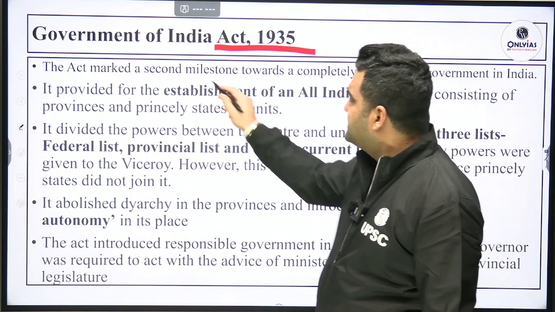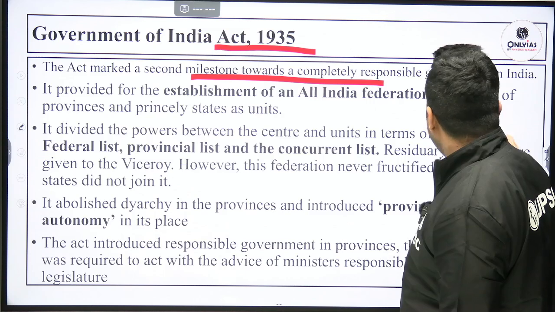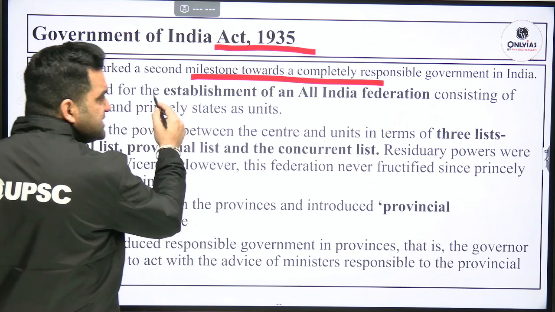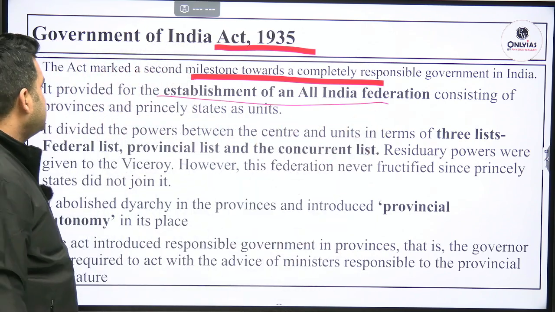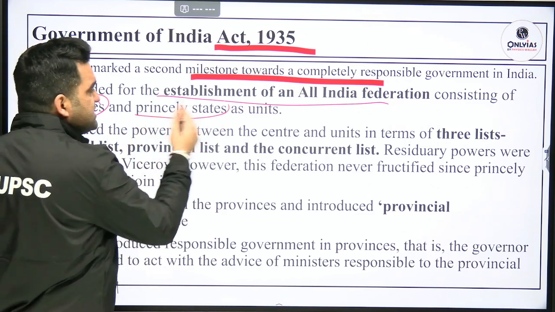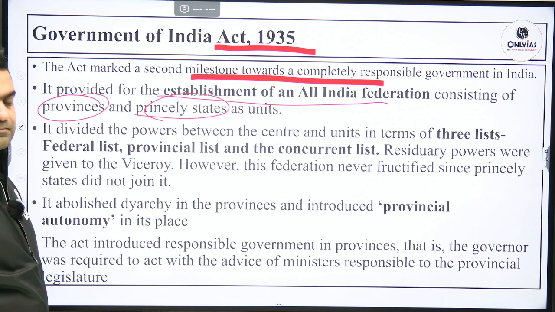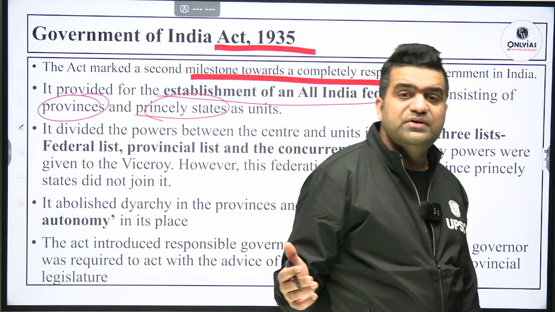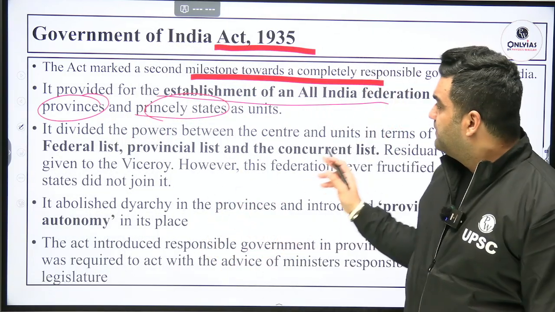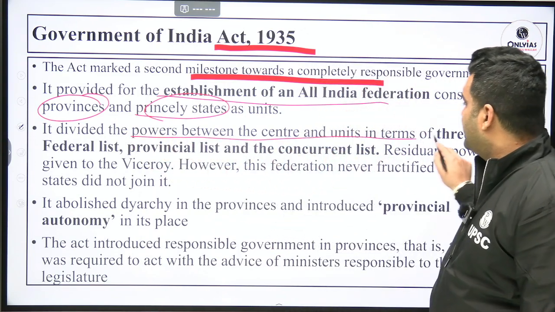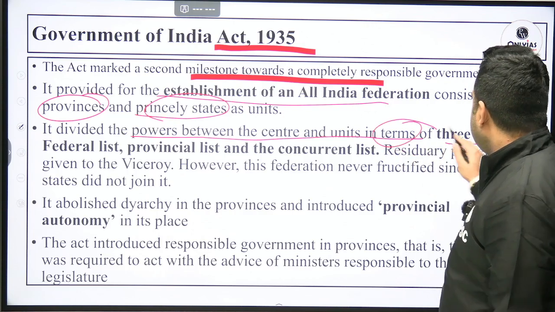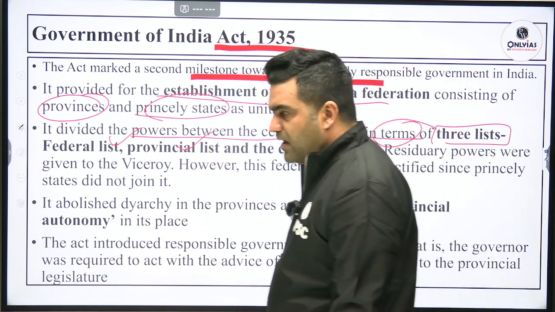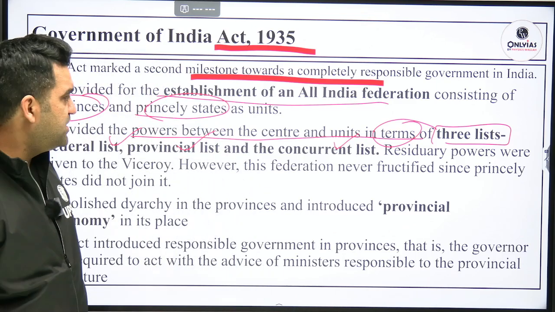The Act marked the second milestone towards a completely responsible government. It provided for establishment of an all India federation consisting of provinces and princely states as units. Provinces was that part of India which was in the control of Britishers. It divided the powers between the center and units in terms of three lists: federal list, provincial list, and concurrent list.